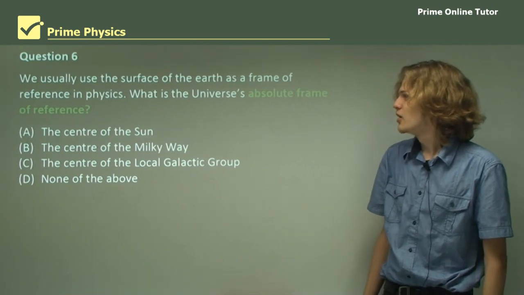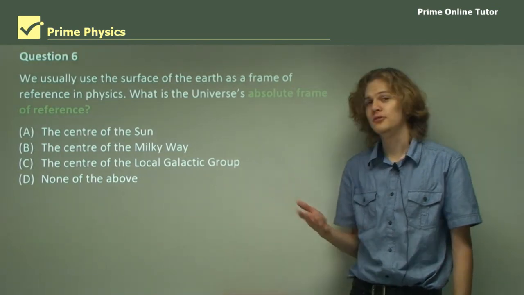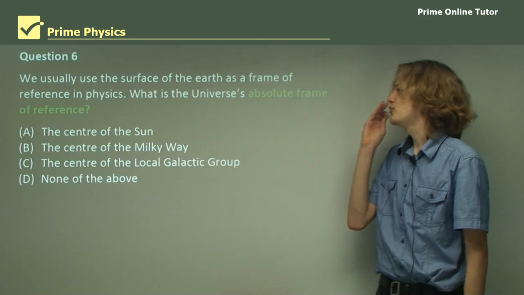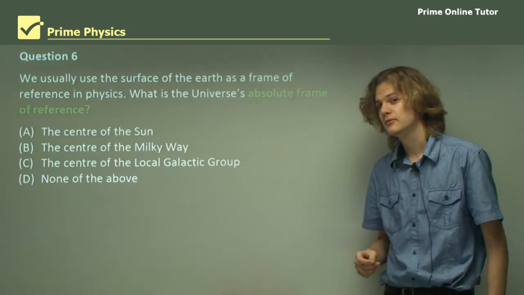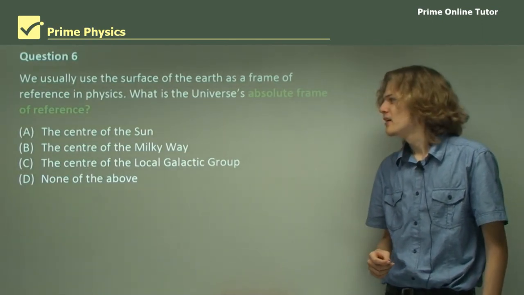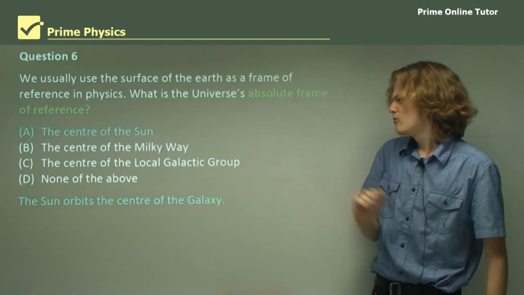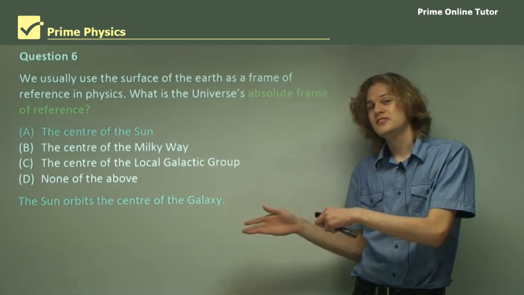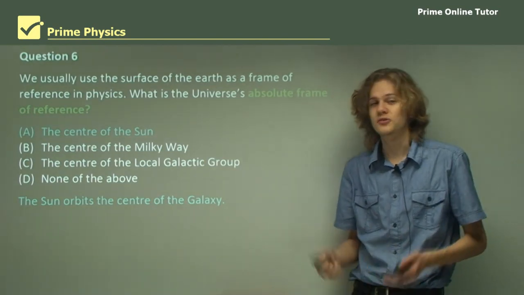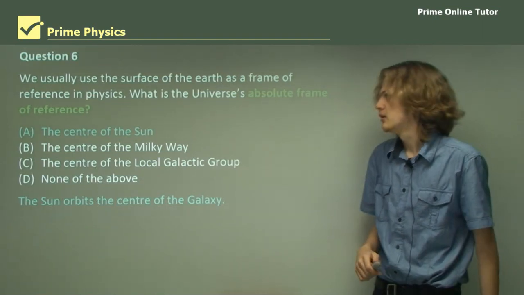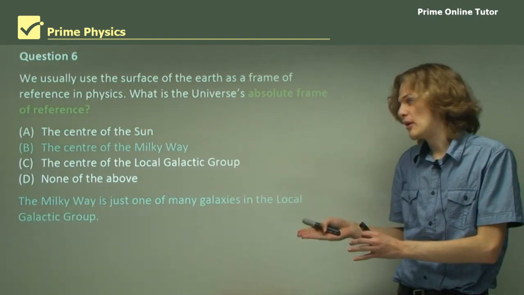Question 6. We usually use the surface of the Earth as a frame of reference in physics, but what is the universe's absolute frame of reference? Let's go through the options. Is it the center of the sun? Well, that can't really be right because the sun orbits the center of the galaxy, so we can say that relative to some other frame of reference, it's moving. Alright, well, what about the center of the Milky Way?